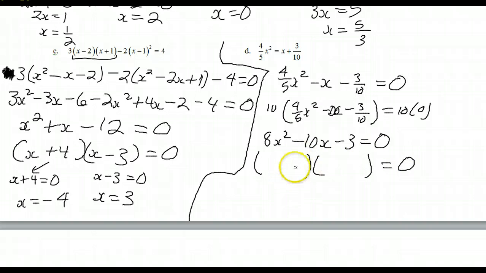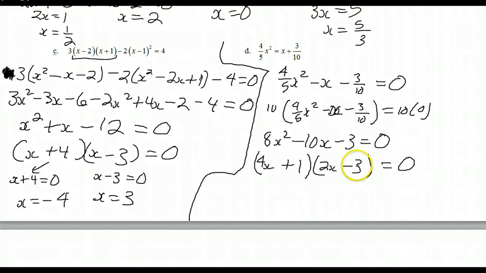Now, I know that this and this will be a 1 and a 3. There's an 8 there, so it's either an 8x and an x. I'm going to go, though, with 4x and 2x. If I put a 3 here, I'm going to go with a minus 3. That'll give me minus 12x. And then if I put a 1 here, that'll give me plus 2x. That will give me that, and that gives me that.